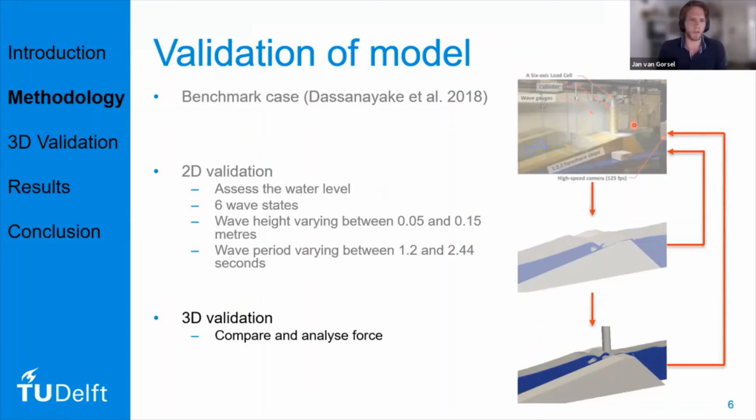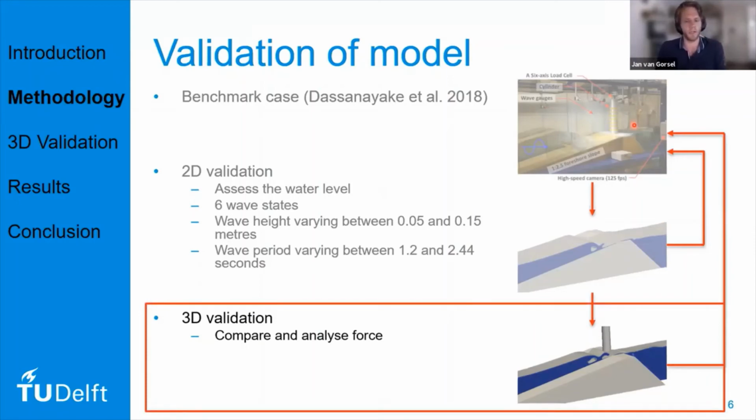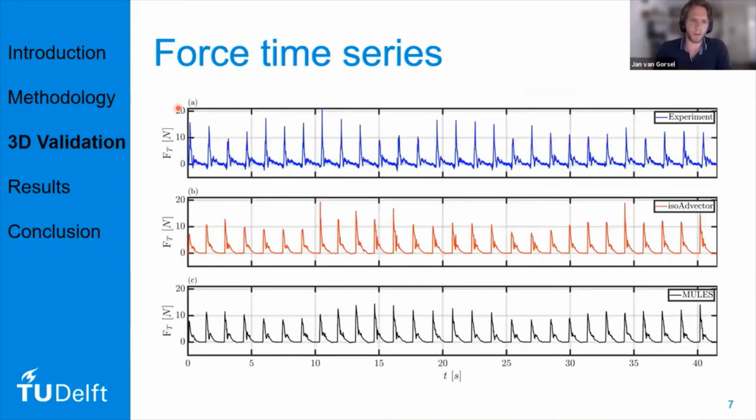Today, as we don't have that much time, I will only talk about the 3D validation, which then includes the force. The force is computed by Niels and Isaac vector and compared to the benchmark case. Here, you can see on the y-axis the force and on the x-axis the time for the experiment, for the Isaac vector solver and the Niels solver.